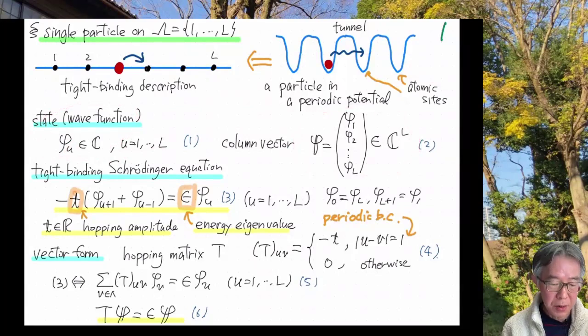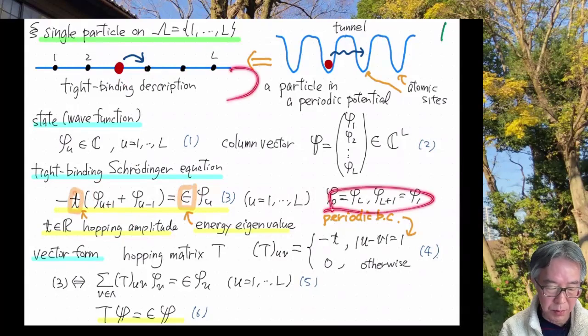And here's the tight binding Schrödinger equation. T is not time. It's a parameter called the hopping amplitude. This part describes the hopping of the particle from site U to site U plus 1, or from site U to site U minus 1. And this is the single particle energy eigenvalue. I use periodic boundary condition for simplicity.